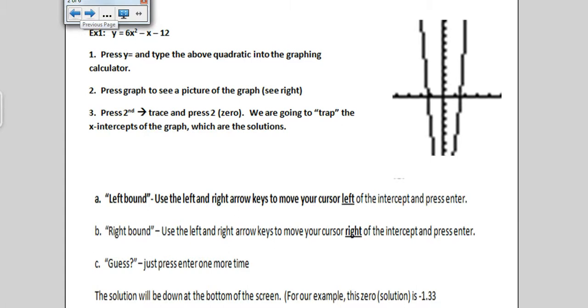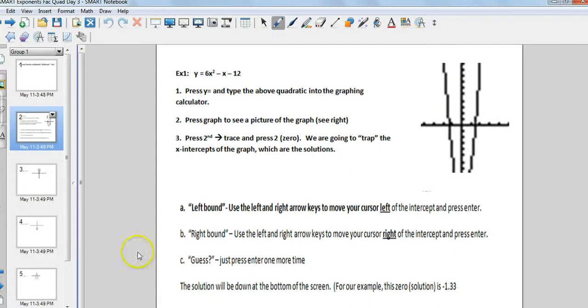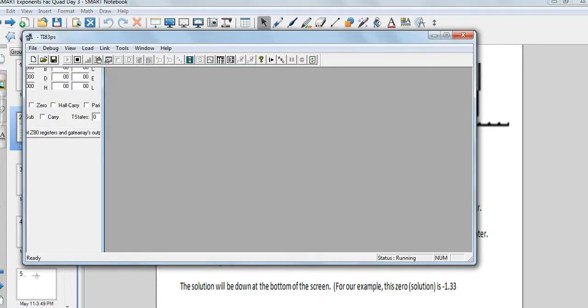Alright, so our first example, they want you to go ahead and grab your graphing calculator and type in y equals 6x squared minus x minus 12 into the y equals. Now, if you don't have a graphing calculator, that's fine, just try to follow along with what I'm about to do. Let me go ahead and grab my graphing calculator.